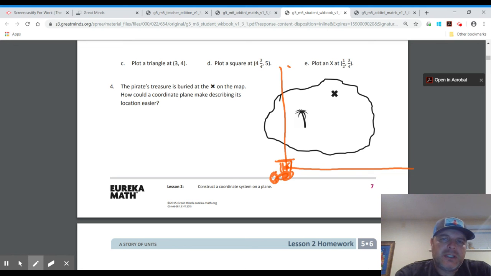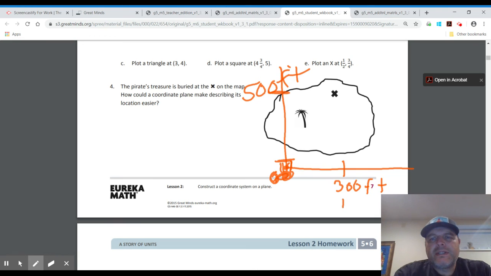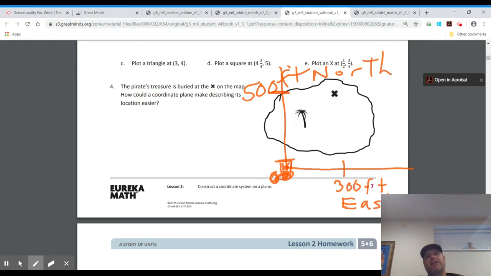Well, you could describe it as going, okay, well, if you go east 300 feet from the waterfall, and we could say that's like 500 feet. And if it was a plane, you could say that this was east. So X would be the east, right? Go east 300 feet, and then go north 500 feet, right? So that could be a coordinate plane. You can talk about that. A coordinate plane is just like a map.